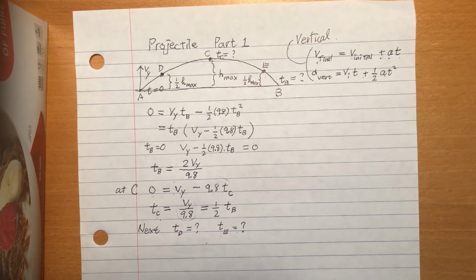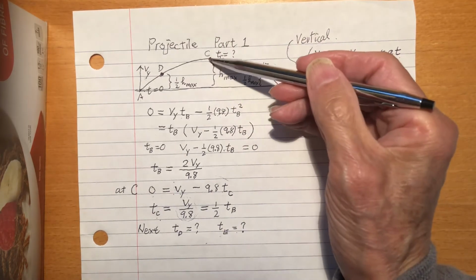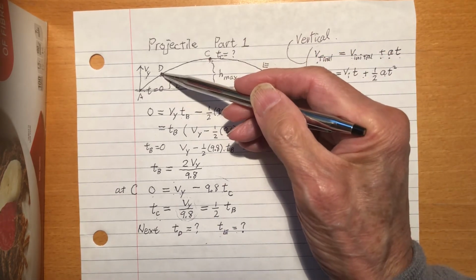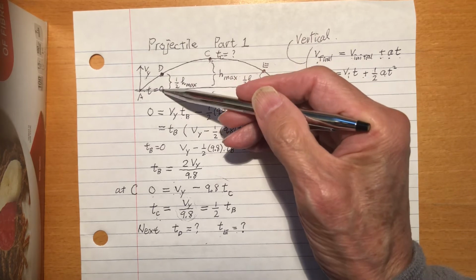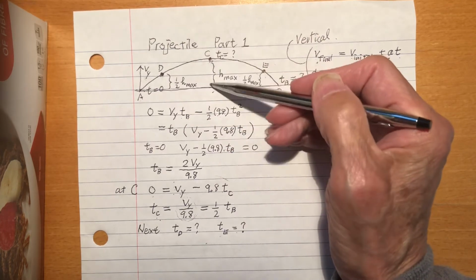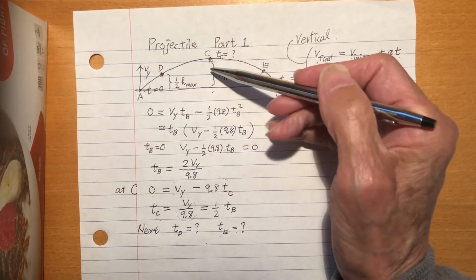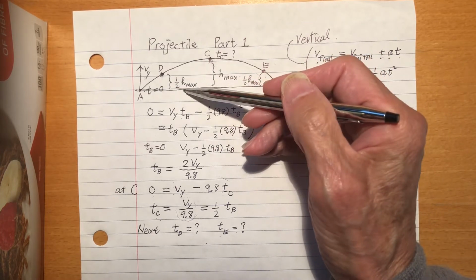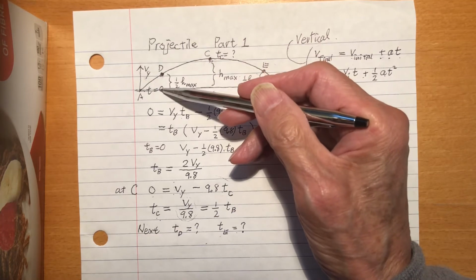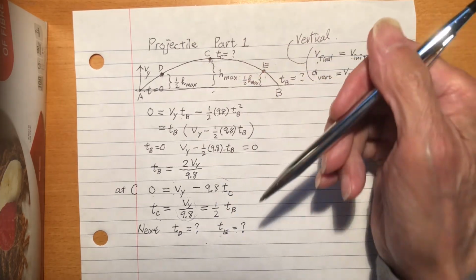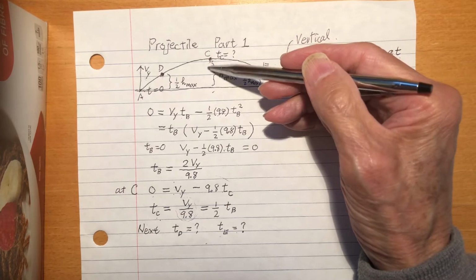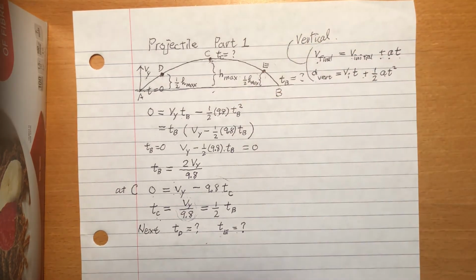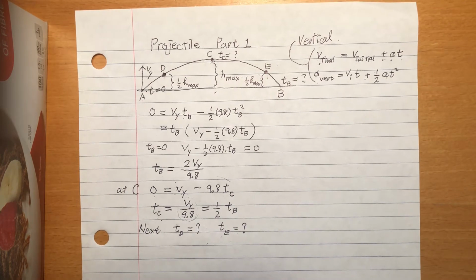So how do we do that? We need to find what the maximum height is. Because at D, my condition is that this height is half of this height. So I need this height, and then I can find half of this height. Then once I have this height, I can find the time. So what I need to find is the maximum height. So how do I do that?